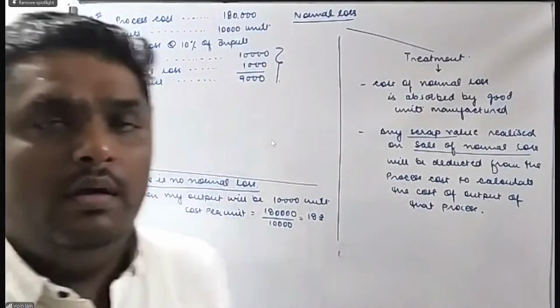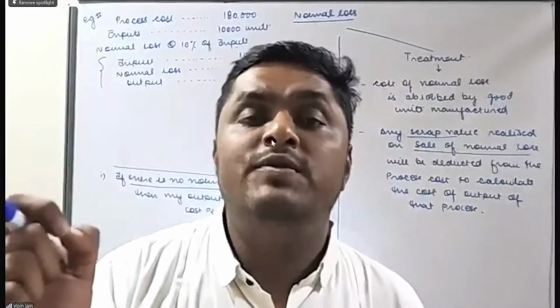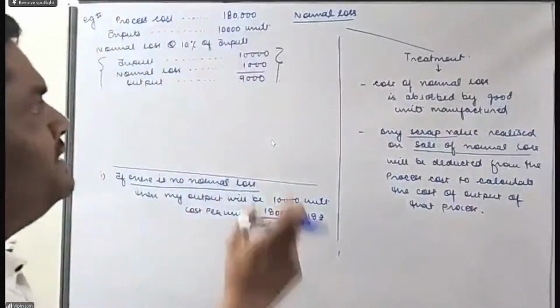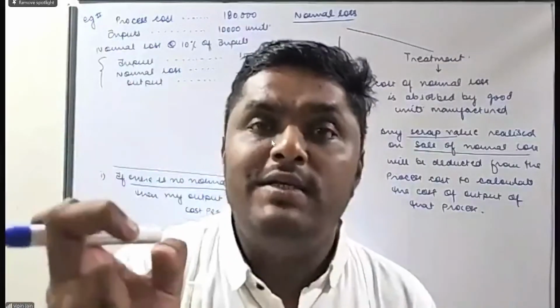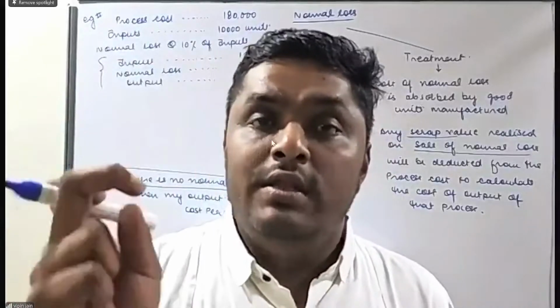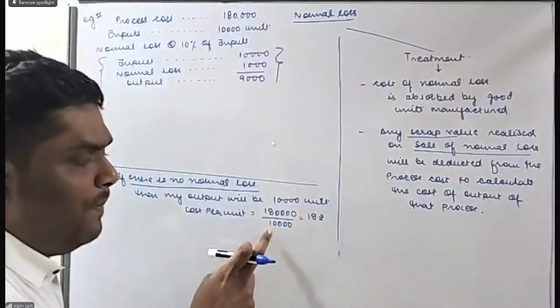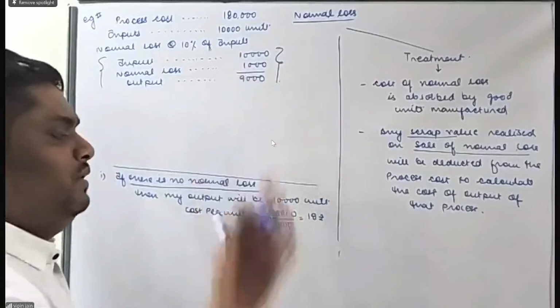Now, as I said, the cost of normal loss will be absorbed by good units. It means the cost of these 1,000 units, who will bear it? The remaining 9,000 units. The cost which was earlier absorbed by 10,000 units will now be absorbed by 9,000 units.